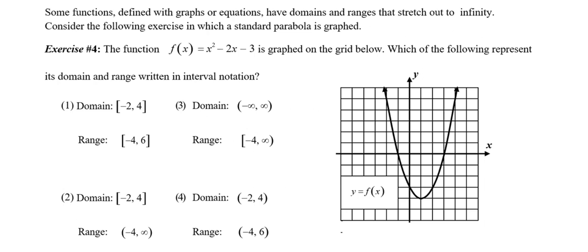Okay, so it's important to know that in the last exercise we did, there was a definite stopping and starting point for the domain and range, but some functions defined with graphs or equations have domains and ranges that stretch out to infinity. Consider the following exercise in which a standard parabola is graphed. So the function f of x equals x squared minus 2x minus 3 is graphed on the grid below. Which of the following represents its domain and range written in interval notation?